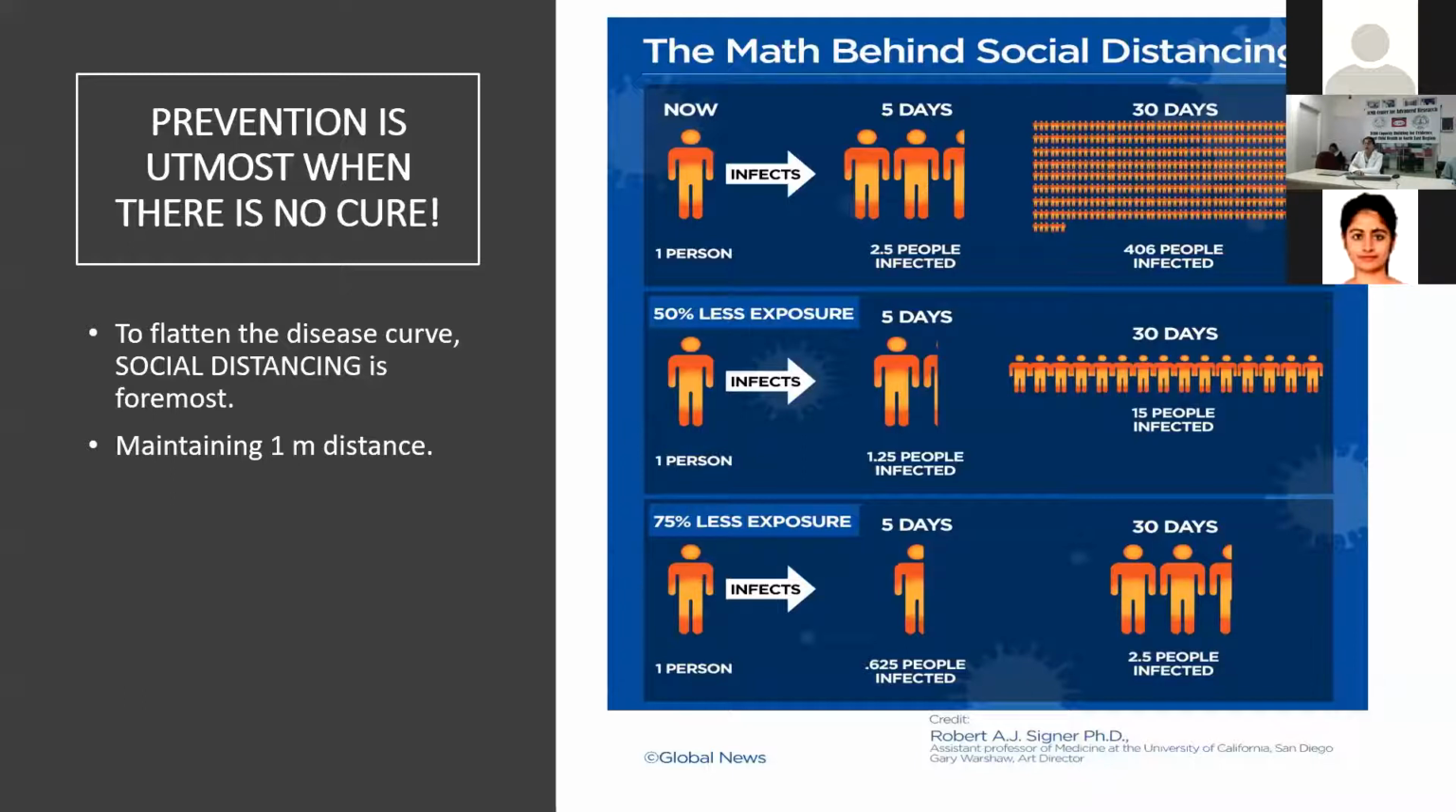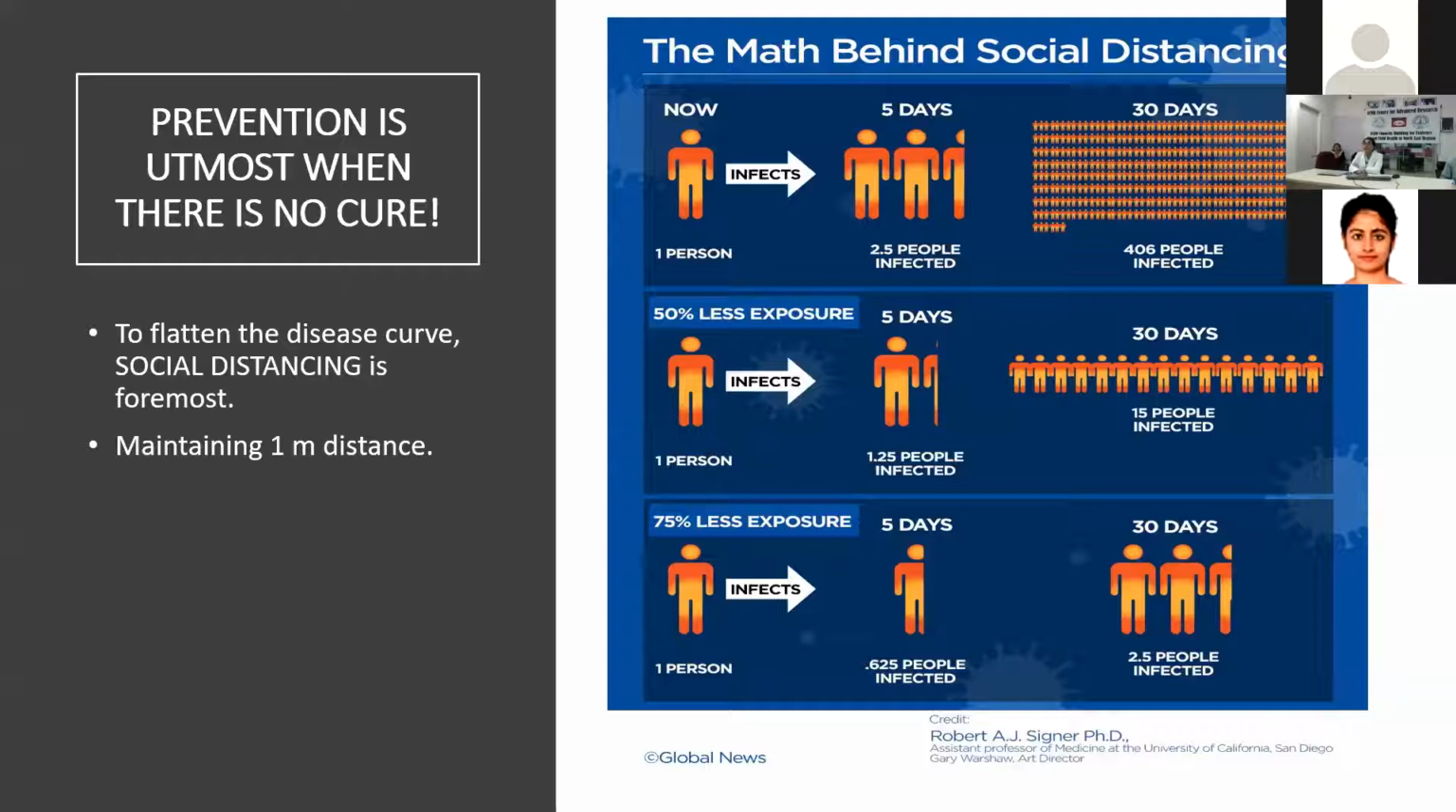So the most important thing to do right now is to flatten the disease curve. How can we do that? The foremost thing to flatten the disease curve is social distancing, that is maintaining a distance of a minimum of 1 meter. And social distancing has math associated with it.